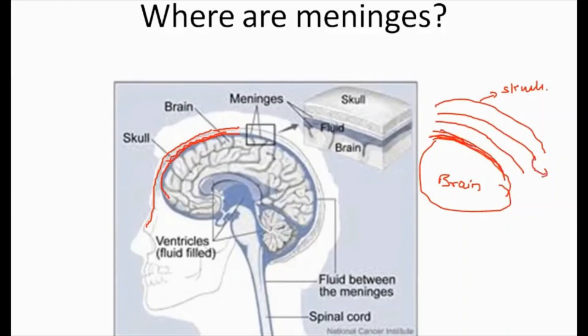First is the outer layer and second is the middle layer. The outer layer is the dura mater. The middle layer is known as the arachnoid membrane or arachnoid mater. Then the inner one is the pia mater. So these are the three layers present in the brain. These are connective tissues, and these three layers are known as the meninges.